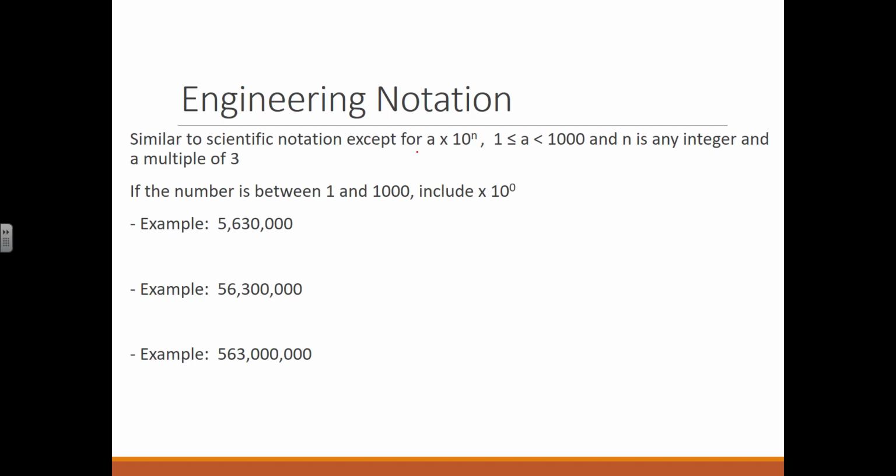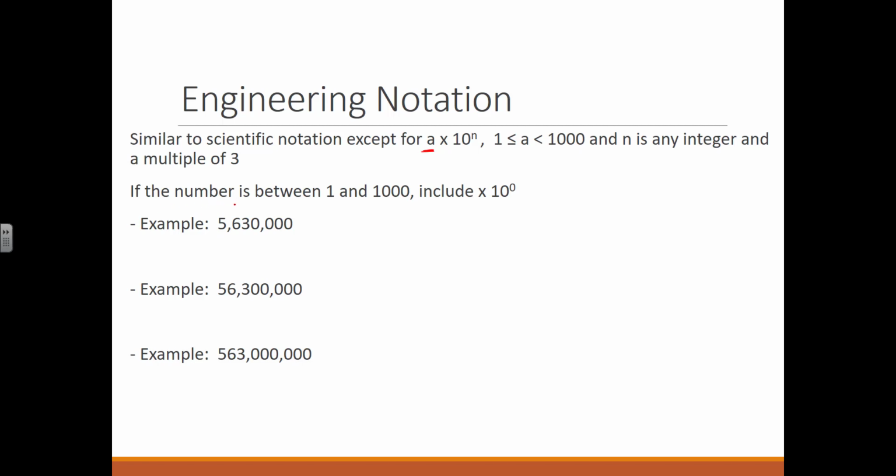Engineering notation is similar to scientific notation, except that for this number a, instead of being between 1 and 10, we're looking for a number between 1 and 1,000. So that initial value will be between 1 and 1,000, so there can be numbers in the ones place, tens, or hundreds. And then what happens when we do it like that is that the exponent is always going to be a multiple of 3. So we'll see that with these examples.